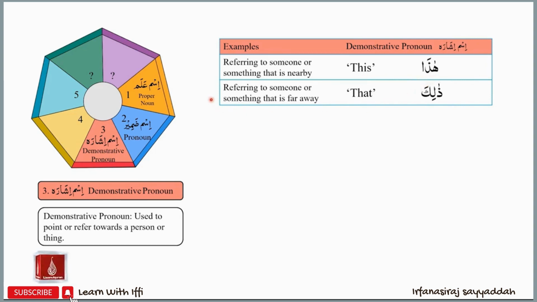In contrast, if I am referring to someone or something that is far away or at a distance, I will use the word that. For example, that tree, that car, that boy. The word for that in Arabic is zalika. If we pay attention, this or that are used for people or things that are specific. For example, this book rather than a book, or that car rather than a car. That is why demonstrative pronouns are included in the category of definite asma or marifa asma.